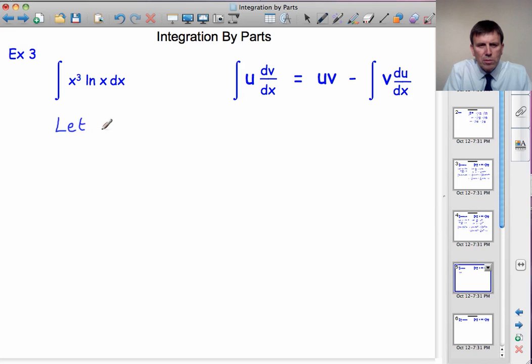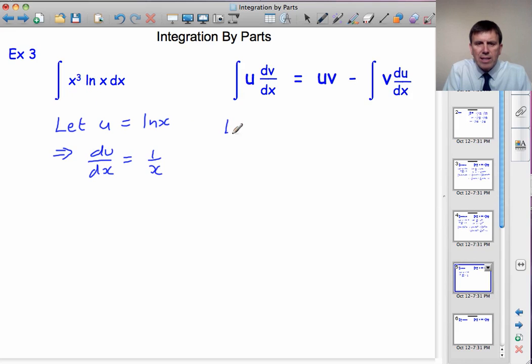Let u equal log x, and that implies that du by dx, the differential of log x, is 1/x. And this time we let this function here be the dv by dx, and it doesn't necessarily have to be a linear function in x. You can see in this example we have an x cubed.